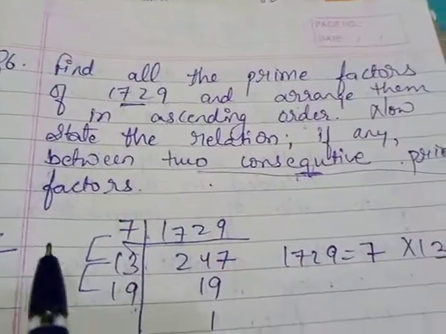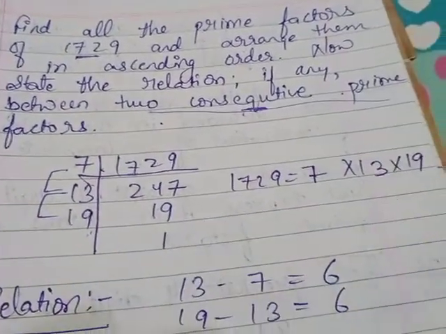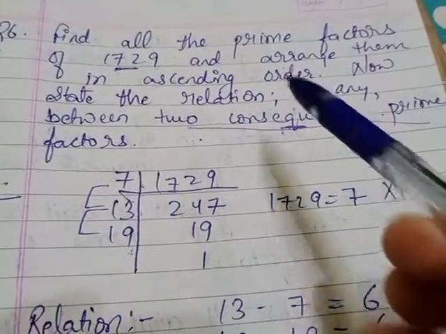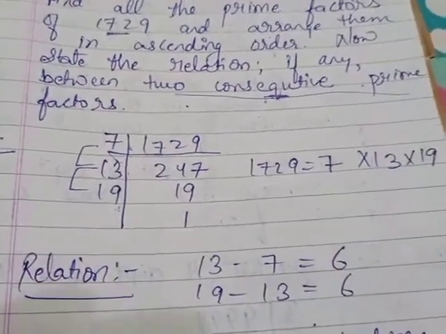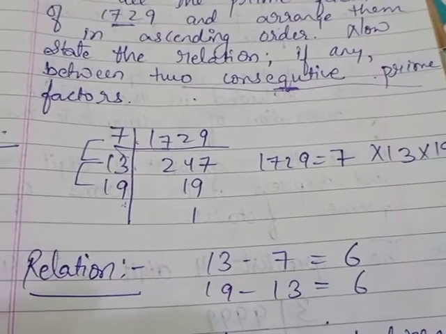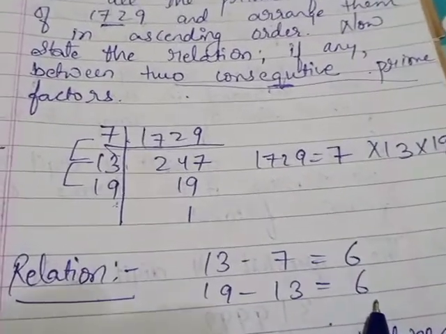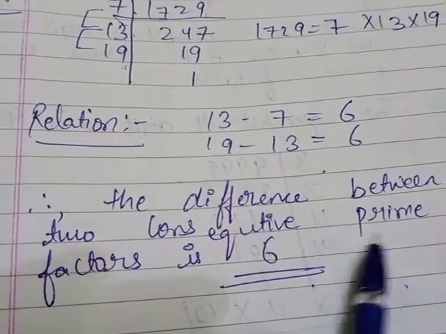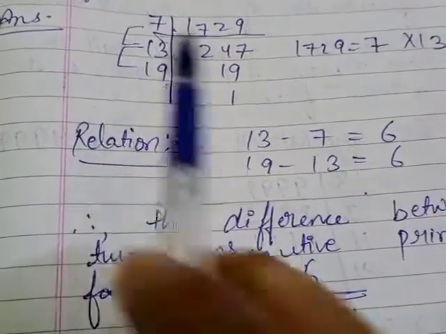Clear now? Once again we will discuss the question. We have to find first of all the prime factors of this number. So 7, 13 and 19 are the prime factors. Arrange in ascending order. Already arranged in ascending order. Now it is saying to express the relation between two numbers. If you see the relation, when you subtract the two numbers, in both places you will find a difference of 6. So what is the relation? The difference between two consecutive prime factors is 6. Clear now? 13 minus 7 is 6, 19 minus 13 is also 6.